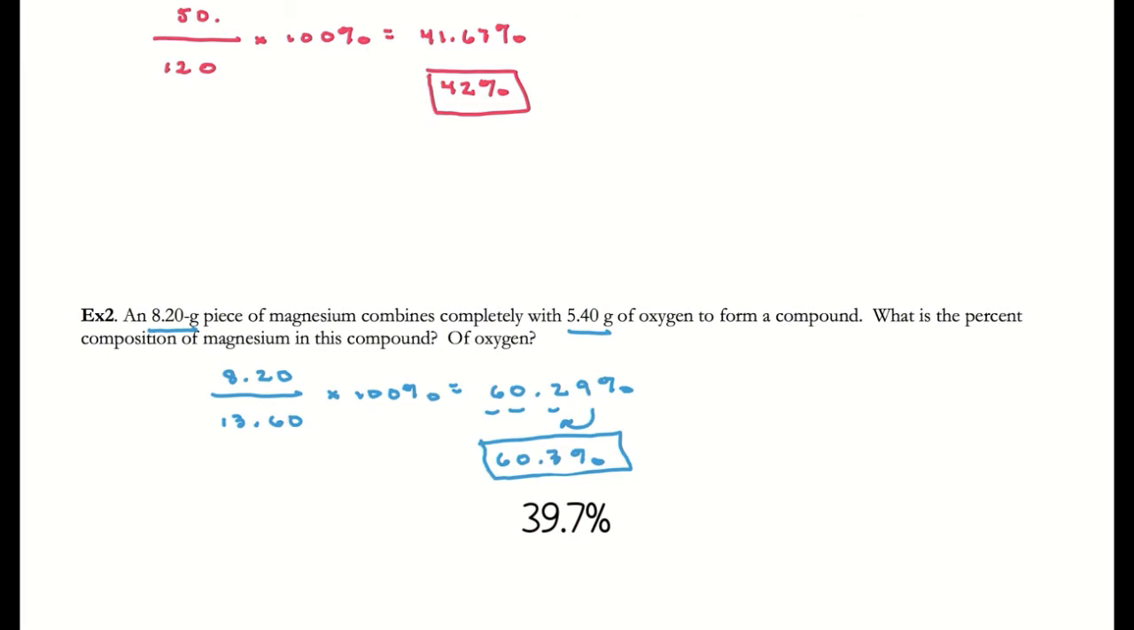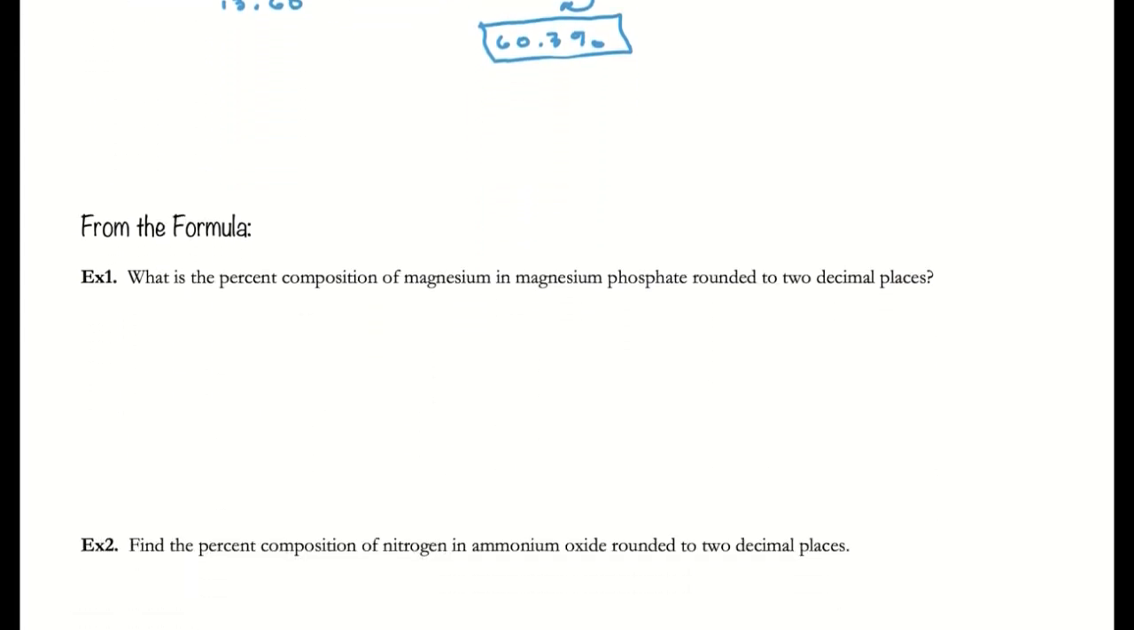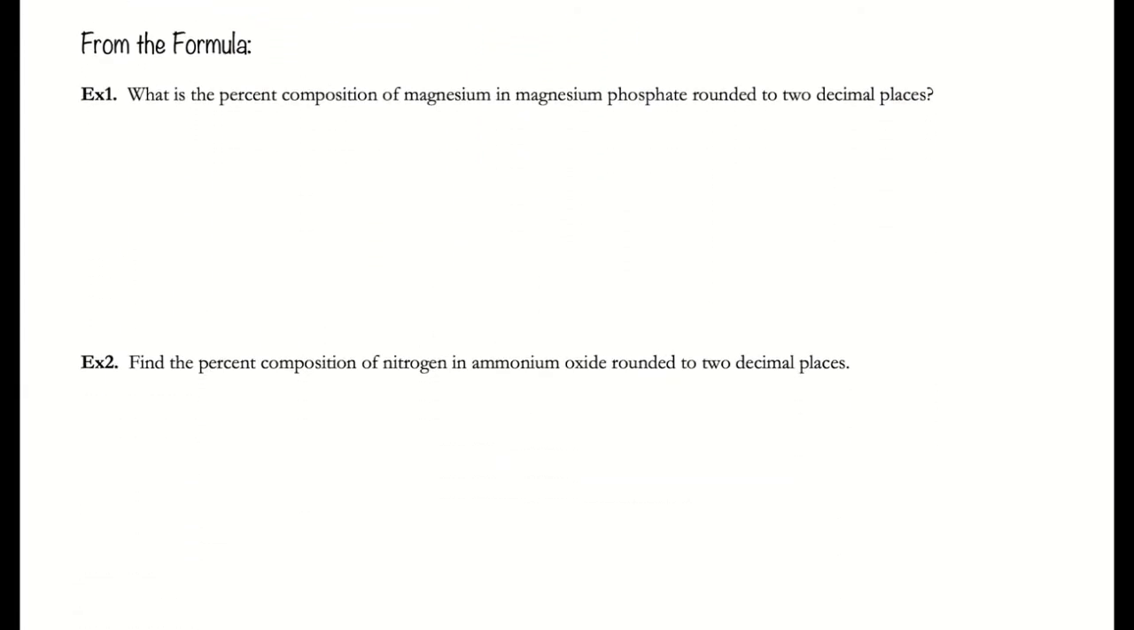Well, what if I don't know the mass? What if I am just given the formula? Well, you can also determine the percent composition by just being given the formula. So let me show you how. Example 1 says, what is the percent composition of magnesium in magnesium phosphate, rounded to 2 decimal places?